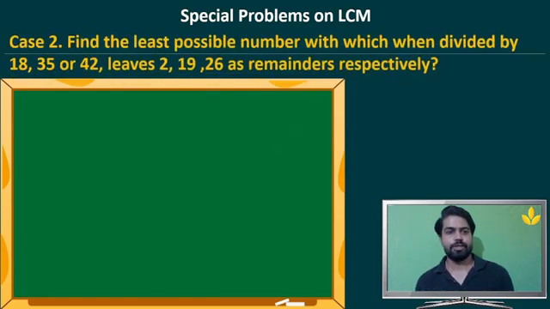Look at the next question. Find the least possible number with which, when divided by 18, 35 and 42, leaves the remainder 2, 19, 26 as remainder in each case. In this, we have to observe one thing.